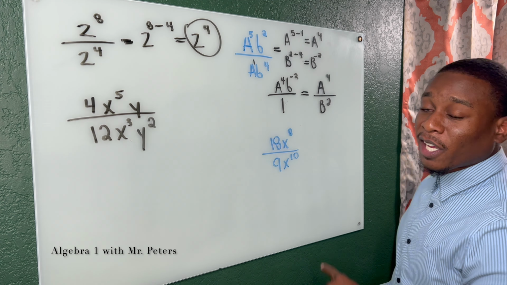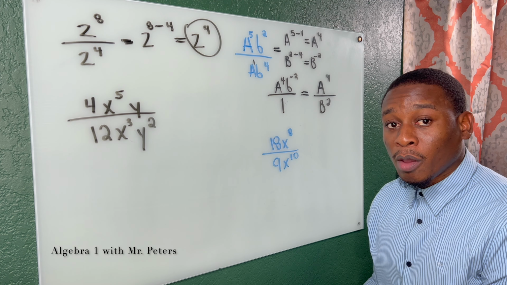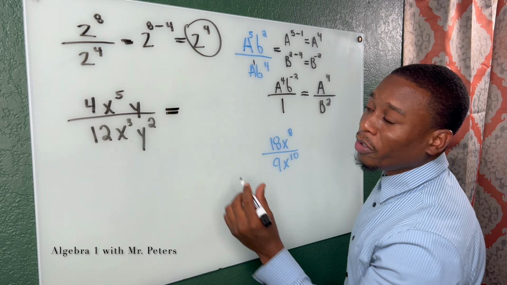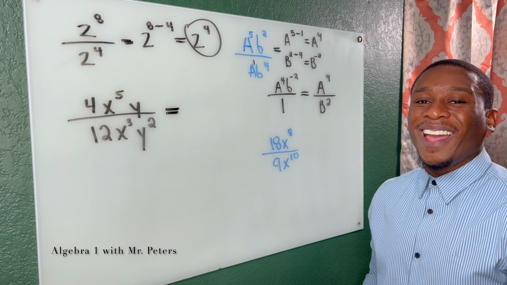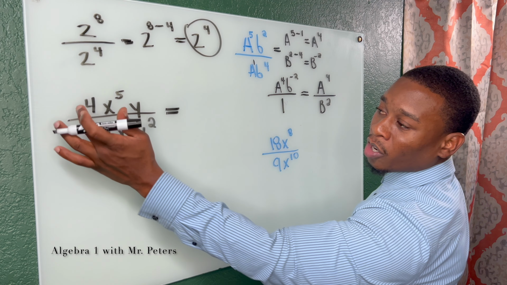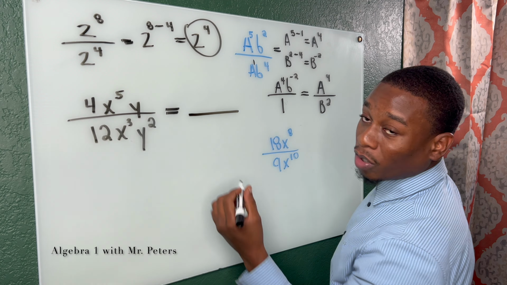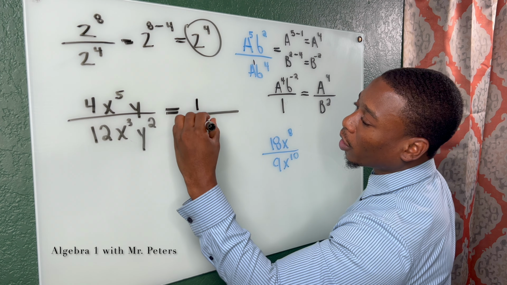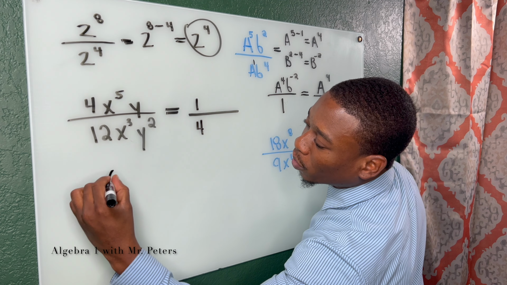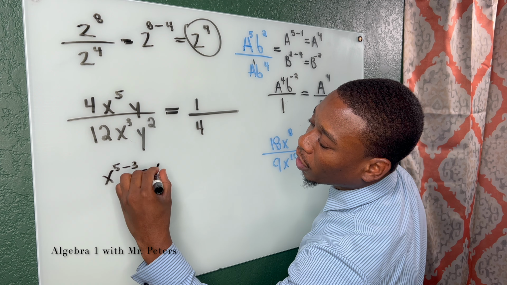Now, in my next examples, we're going to be working with properties of exponents and dividing, but there's also a coefficient. But what I want you guys to know is that the coefficient acts like a regular fraction. So what does that mean? Glad you guys asked. We're just going to reduce. So I know if I divide both 4 and 12 by 4, I'm going to get 1 over 4 as my fraction. Now when I focus on my exponents, I have x to the fifth minus 3, which is going to give me x squared.